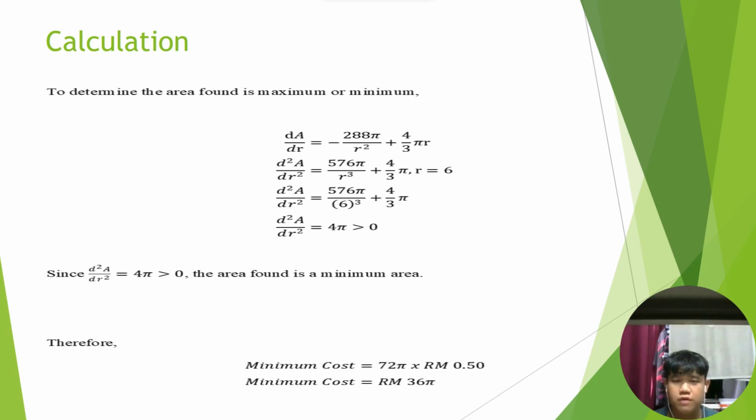However, we don't know if the area found is maximum area or minimum area, so we need to use the second derivative to determine it, and the second derivative is greater than 0. This means that the area found is a minimum area. Then we can find the minimum cost required to produce a prototype.